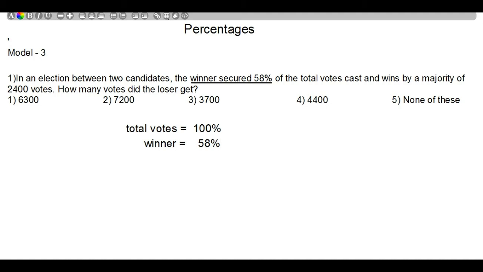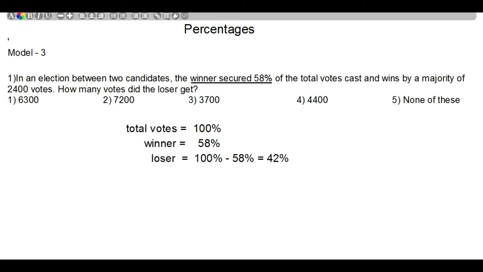58% of the votes. Now the most important point here is that the election is between two candidates. So it is obvious that each of the votes will either go to the winner or the loser. Now since the winner has got 58% of the votes, it is very clear that the loser will be getting the remaining percent of votes. That is 100% total number of votes minus the winner's percentage, which is equal to 42%. So 58% has been obtained by a winner and remaining 42% has been obtained by the loser.